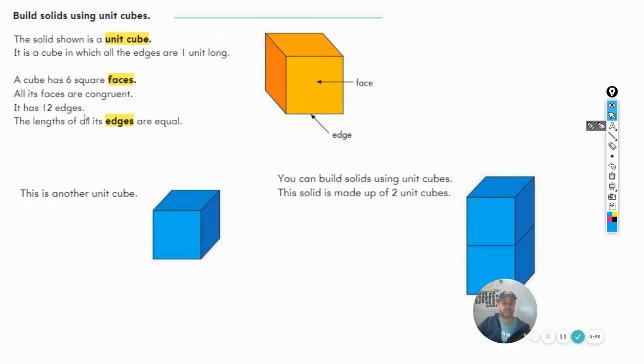Okay? Let's review what a unit cube is. A unit cube is a cube that is measured in some sort of units. It's a cube in which all the edges are 1 unit long. It could be 1 foot long, 1 centimeter long, 1 meter long. Doesn't matter as long as we're just using all the same units.